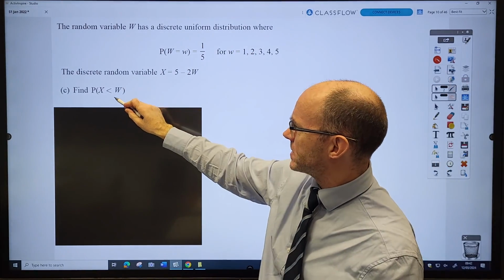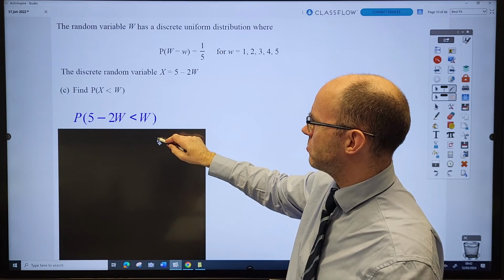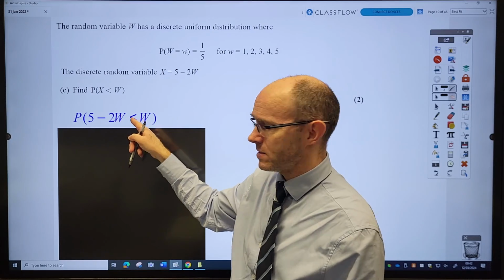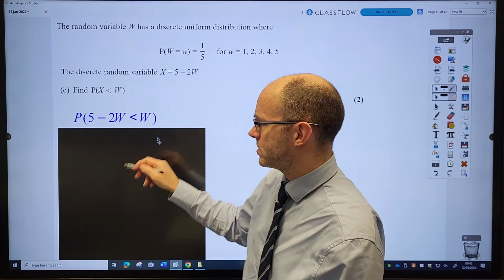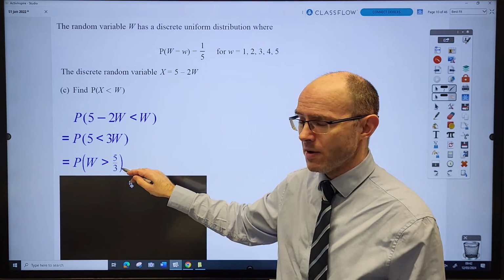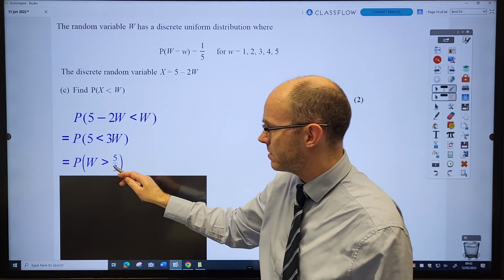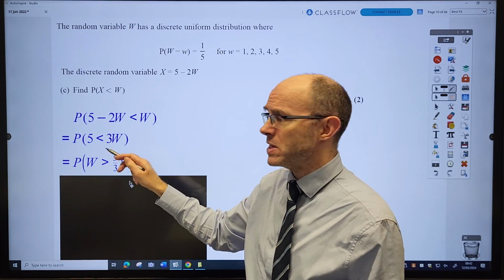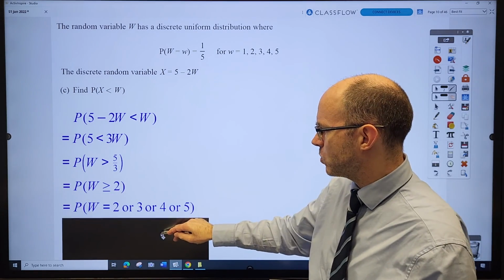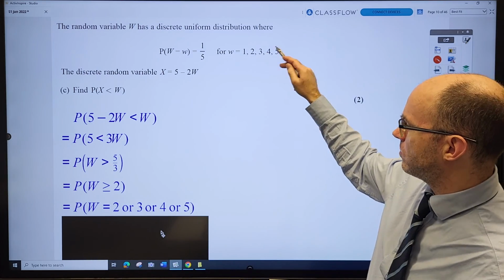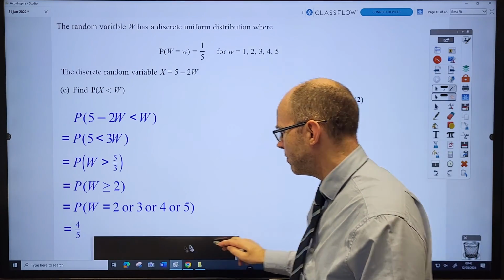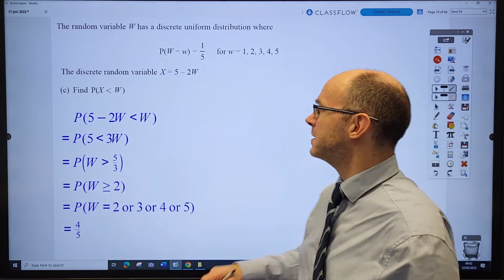Go. Random variable W. Again, find the probability X is less than W. Right. So let's just write down what that actually means. X is 5 minus 2W, so 5 minus 2W less than W. Rearrange that, make W the subject. Here we go. The probability 5 is less than 3W. So the probability W is greater than 5/3. Remember, it's discrete again. So 1 and 2/3. Greater than that, that means it's got to be 2 or more. So W is greater than or equal to 2. So what that means is this will be the numbers 2, 3, 4, or 5. Okay, each one being a fifth. So 1/5, 1/5, 1/5, 1/5, 4/5. Okay, grande. Next.